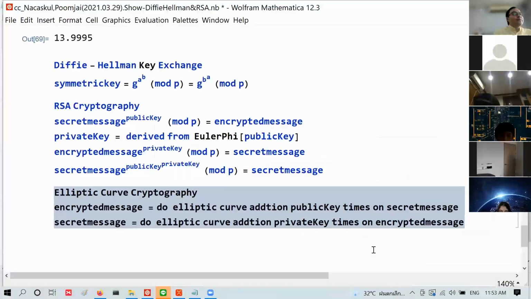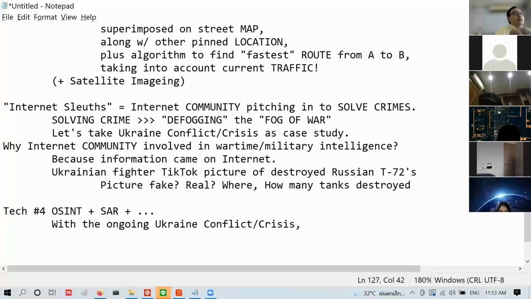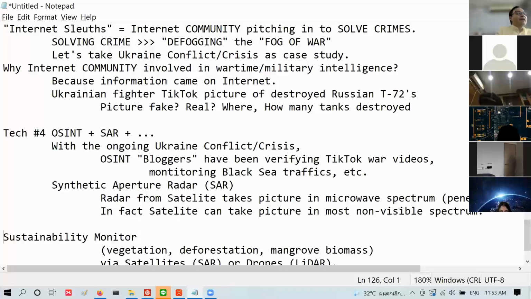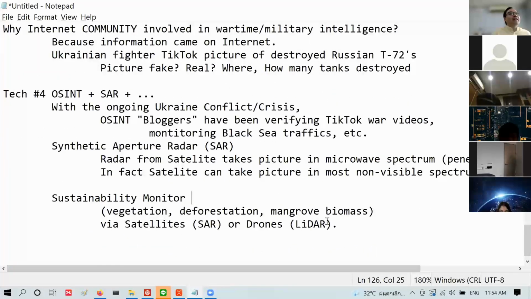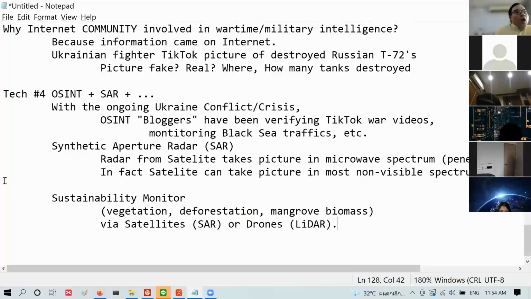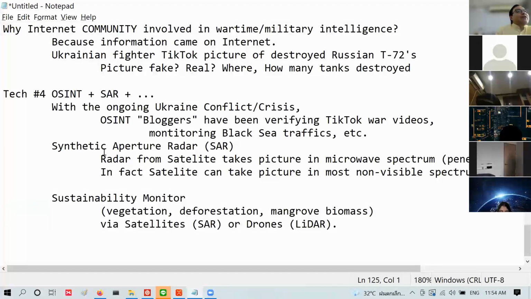What I'm trying to say is, it's definitely not just war, because sustainability monitoring is a usage for this. This is actually a real use case. It's been going on since the 70s, I think, remote sensing. In fact, there's a special effort by the UN to do that. So all this is done, and you have all this technology.